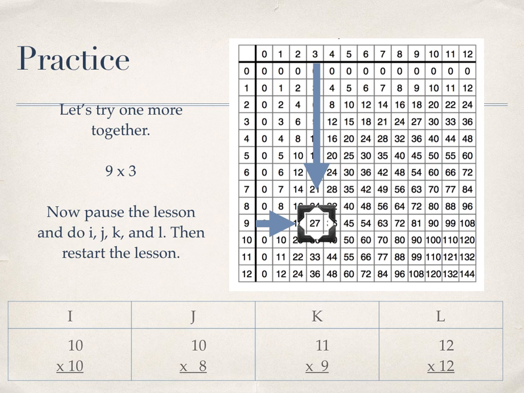Let's try one more together. 9 times 3. We find the 9 row. We find the 3 column. They meet at 27. 9 times 3 is 27. Now pause the lesson and do I, J, K, and L. Then restart the lesson.